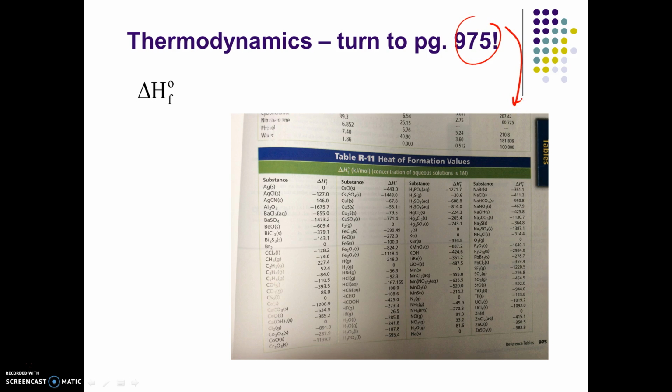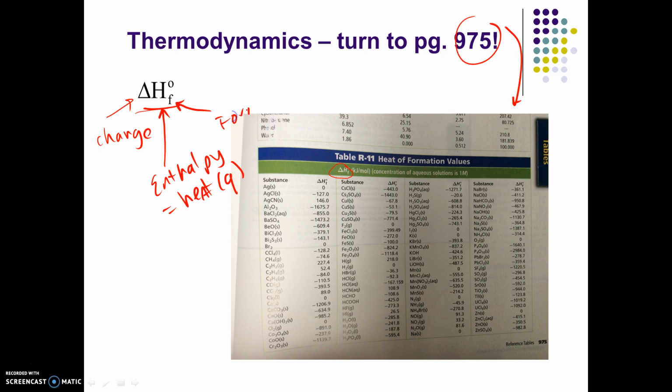At the bottom of this page, you can see this symbol, which I've written bigger right here. Let's break down what each part of the symbol means. The triangle part means change. You can remember that when we do change in temperature, we have the triangle with the T. The H we know is enthalpy. Enthalpy is not exactly the same, but for this class it is the same as heat, which is our Q value. The little f right here is called formation.